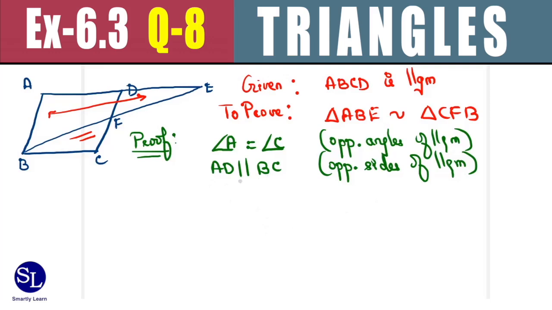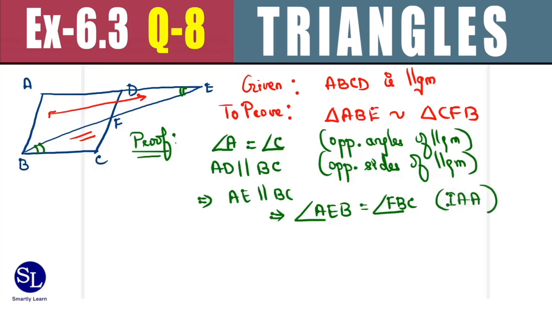Now, because AD is parallel to BC, we also know that AE is going to be parallel to BC because AE is just an extension of your AD. So AE is also parallel to BC. And I can look at BE as a transversal, so that I'm not writing here. So because of this, what do we know? We know that angle AEB is equal to angle FBC. What are the angles that I'm talking about? Angle AEB is equal to FBC. Why? It is interior alternate angles. I've just marked it in the short form, interior alternate angles.